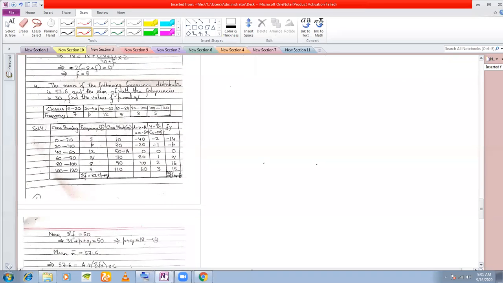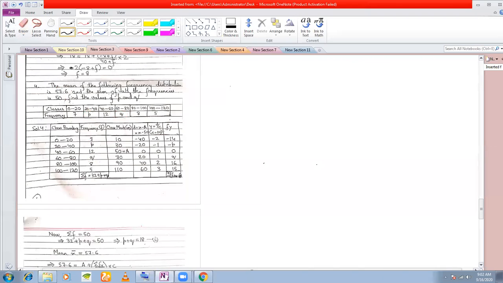there are two unknown frequencies, P and Q. There are two unknown frequencies and there are two pieces of information. The first piece of information is that the mean is 57.6, and the other piece of information is that the total frequency is 50.